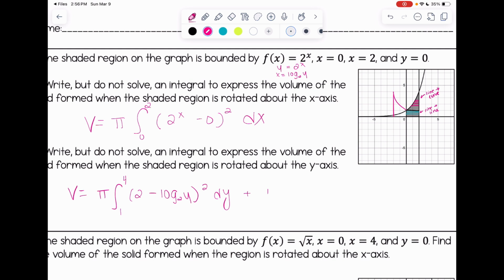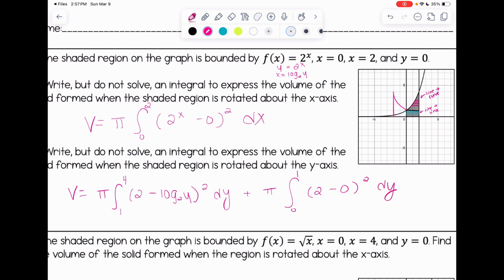Then I'm going to have to add in my second integral, so pi. And now these are all of my blue radii in here. So this is going from 0 to 1. The right function is 2. The left function is 0, squared dy.